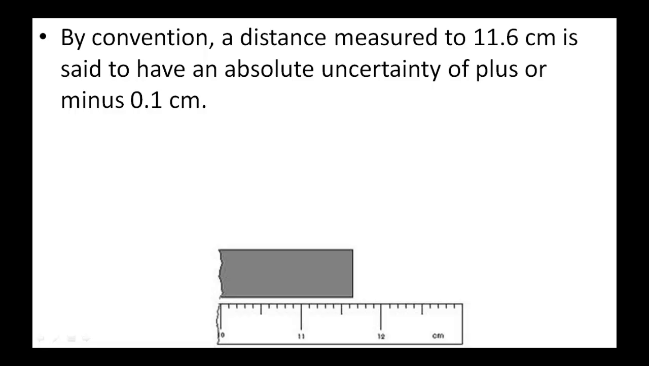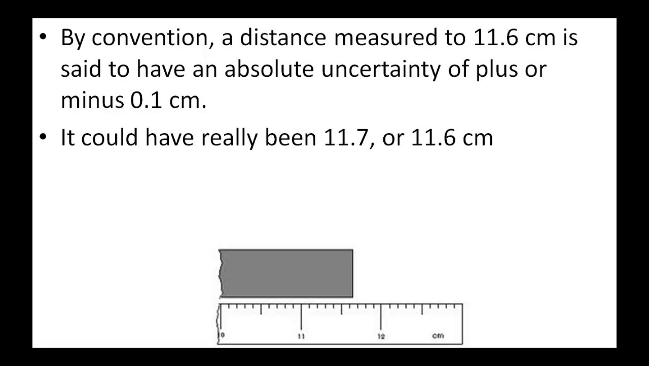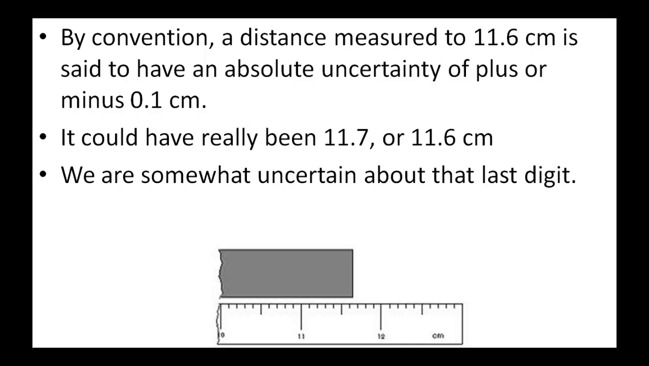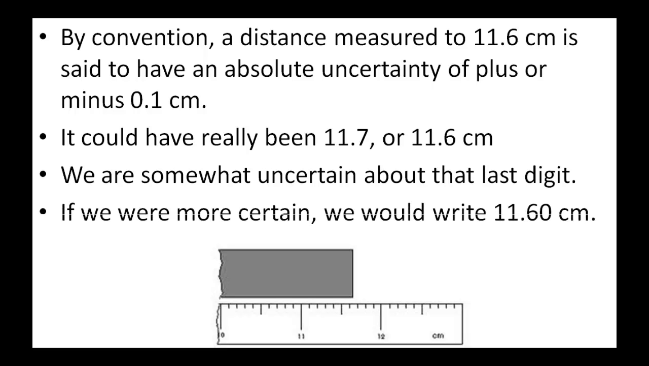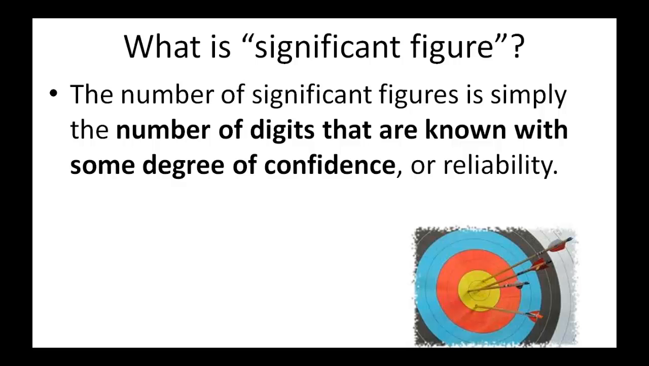When you are doing measurements, by convention, which means agreement among everyone, a distance measured to 11.6 centimeters is said to have an absolute uncertainty of plus or minus 0.1 centimeters. It could really have been 11.7 or 11.6 centimeters. We are somewhat uncertain about that last digit. If we were more certain, we would have written 11.60. Significant figures is simply the number of digits that are known with some degree of confidence or reliability.